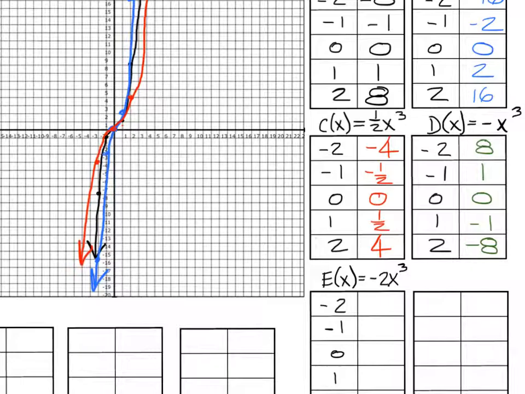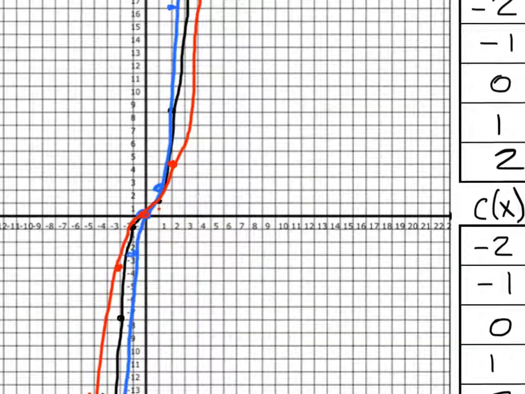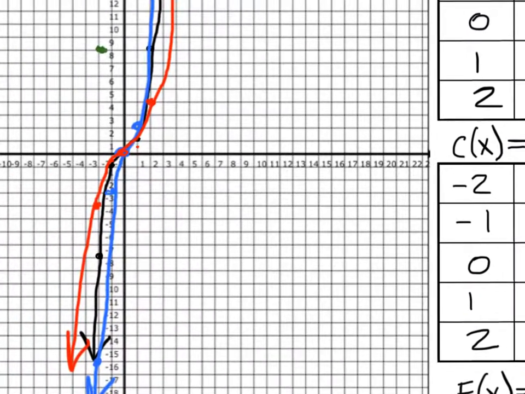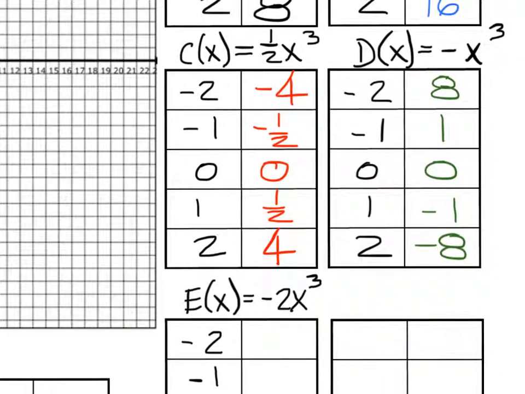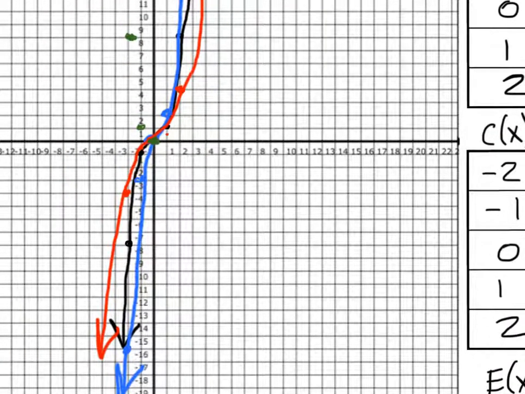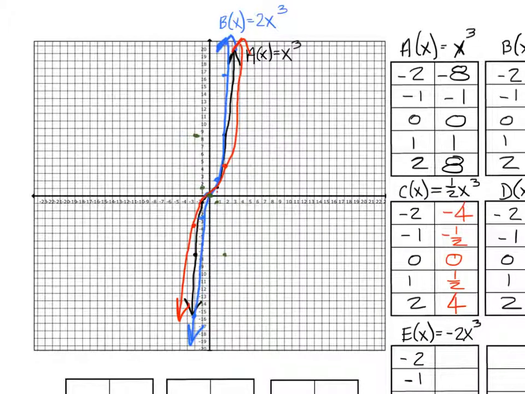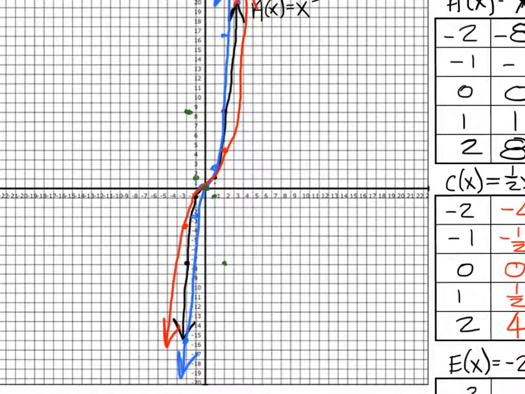Negative 2 and then up 8. Alright, negative 2 up 8 is going to be there. Next one is negative 1 up 1. There. 0, 0. And then 1, negative 1, and then 2, negative 8. We said it would go the opposite direction. Does it look like it's doing that? Okay, that's one way to say it, that it's going the opposite direction.